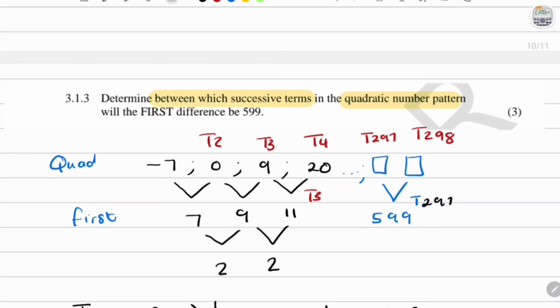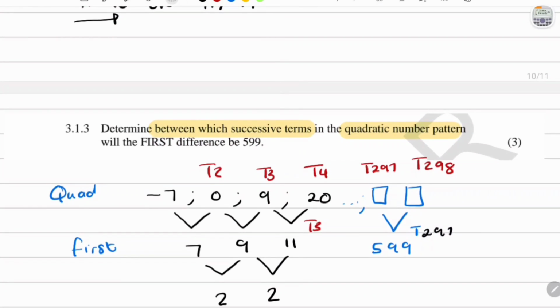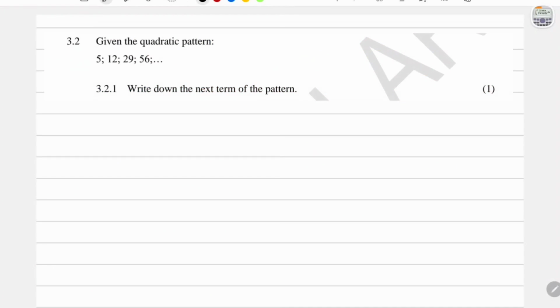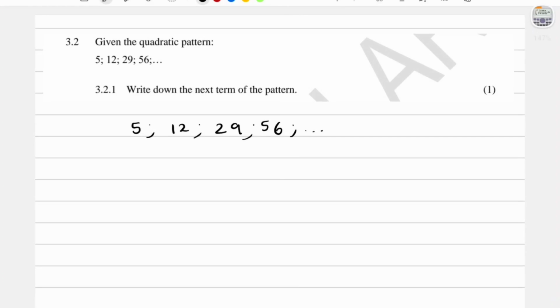And we finally move on to 3.2. Okay, 3.2 says, given the quadratic pattern, and then we have the quadratic pattern. They want us to write down the next term of the pattern. Now I want you to notice that this is only for 1 mark. So you don't have to go ahead and start finding the formula of this pattern, okay? The formula of the pattern would score you 4 marks. So that's not what you need to do. So since it's only for 1 mark, we're going to do this.